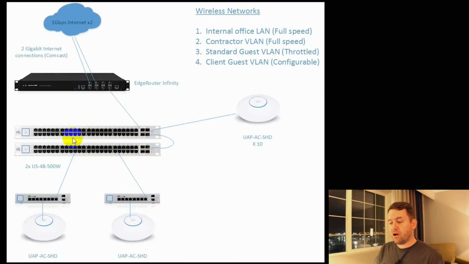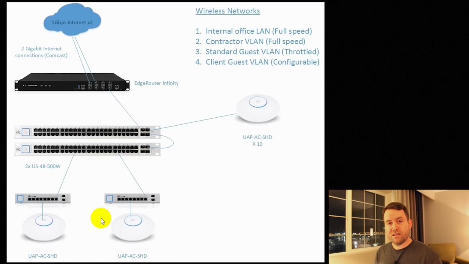So coming straight off of the 2 48 port switches, we have a total of 10 of these SHDs, and then throughout the building they have 2 single lines that run out to more remote areas where we have a single 8-port 150-watt switch, and that takes place 2 times. So there are 2 lines that run out to these extra 8-port switches. Each of those will have 1 uap-ac-shd, as well as some other devices in those more remote locations.